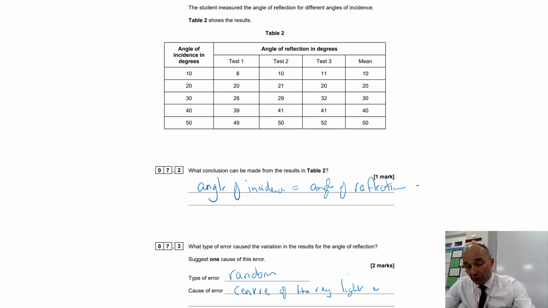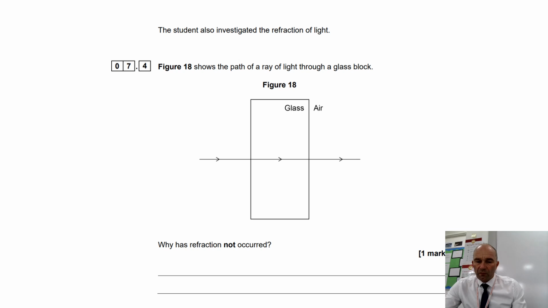So remember, if you've done this before, you get slight variations in your answer. Also, you could also get away with saying that the protractor may not be in the correct position. So that's another possible answer. So remember, 1 mark for the type of error, which is random, 2nd mark for an explanation.